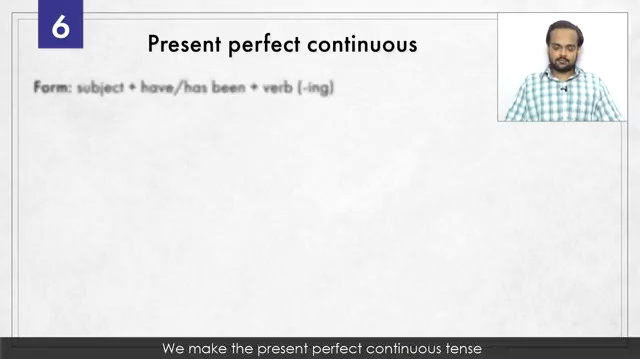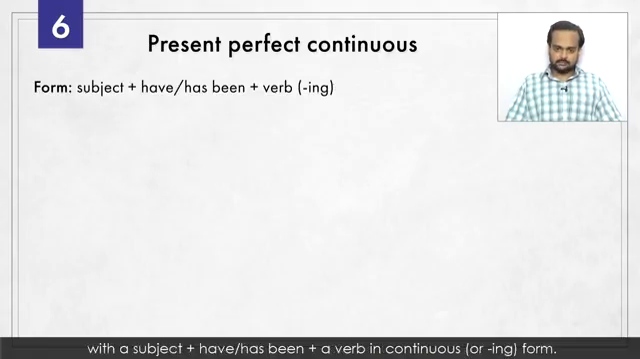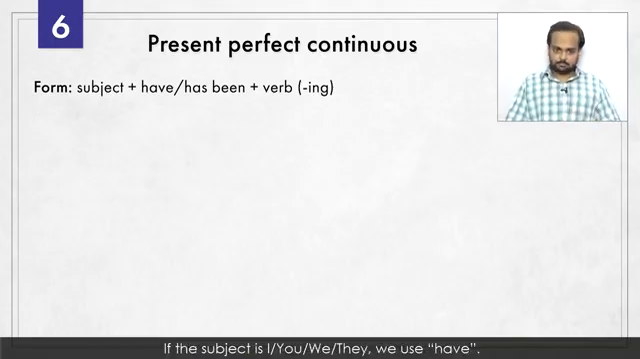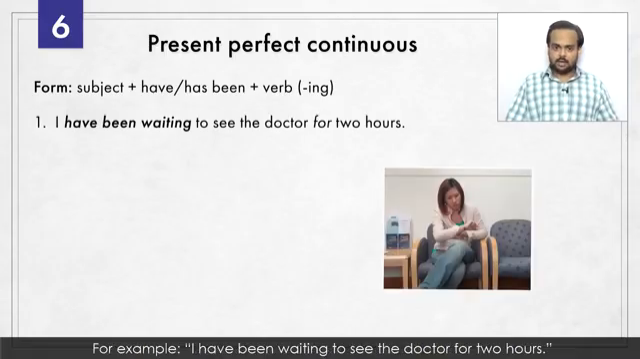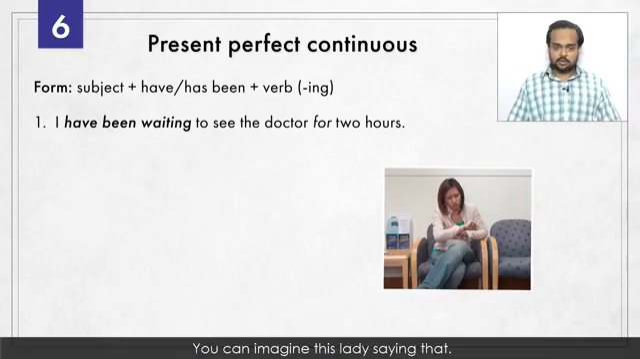We make the present perfect continuous tense with a subject plus have or has been plus a verb in continuous or ing form. If the subject is I, you, we, or they, we use have. If the subject is he, she, it, we use has. For example, I have been waiting to see the doctor for 2 hours.